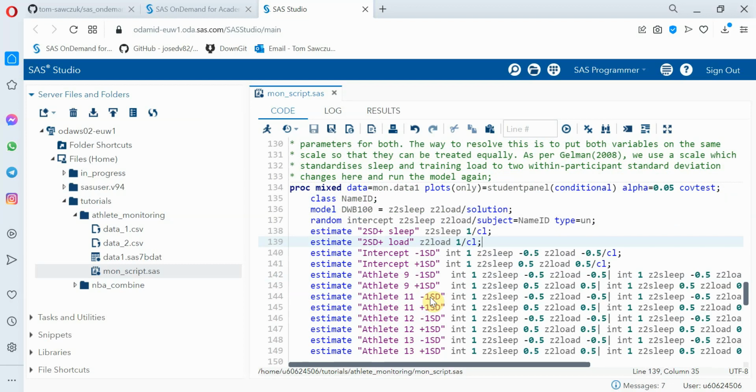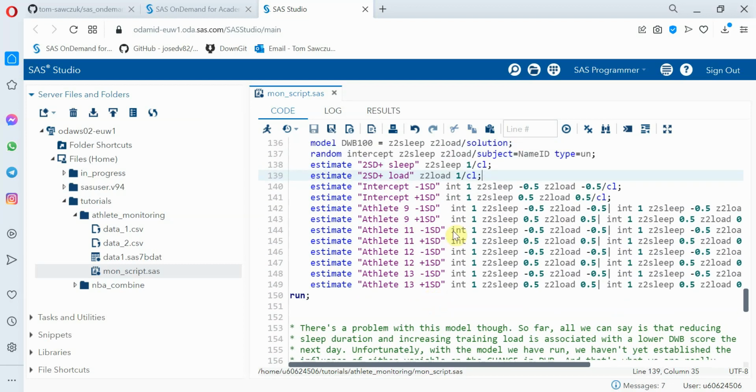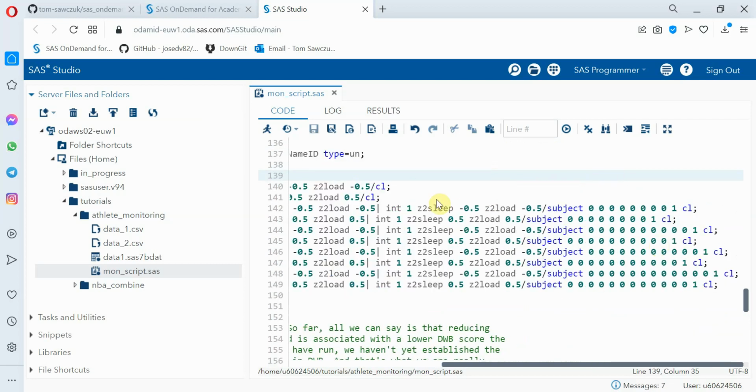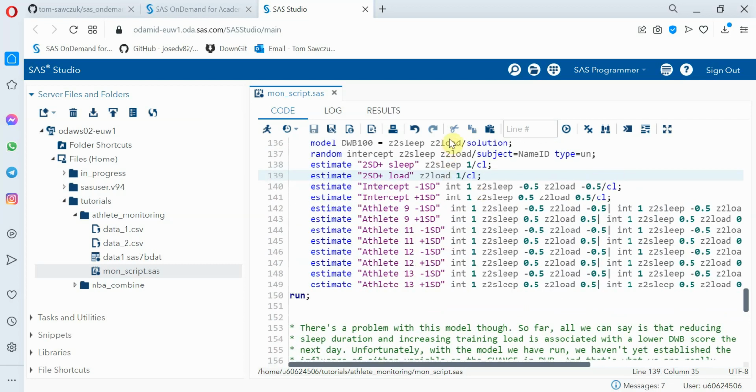What we've done next is, rather than just including the sleep measures, when we're looking at 1 standard deviation below the mean and 1 standard deviation above the mean for the wellness score, we've added load as well. And we've added load to the athletes as well, because we're getting a random effect for them. We can get their individual load differences.